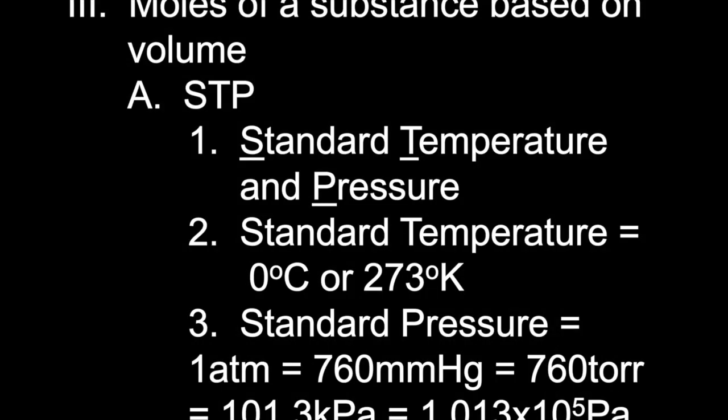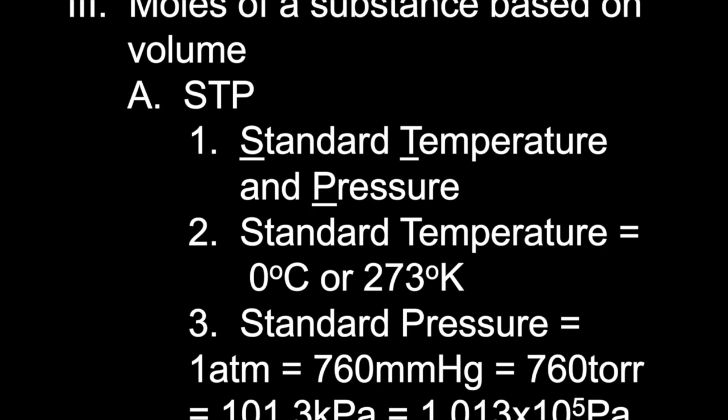So the second part is moles of a substance based on volume. And there's a new term here which is called STP. STP stands for standard temperature and pressure. Standard temperature is 0 degrees Celsius, or anything equal to 0 degrees Celsius, which is 32 degrees Fahrenheit or 273 degrees Kelvin. But most often you're going to hear either 0 degrees Celsius or 273 Kelvin.